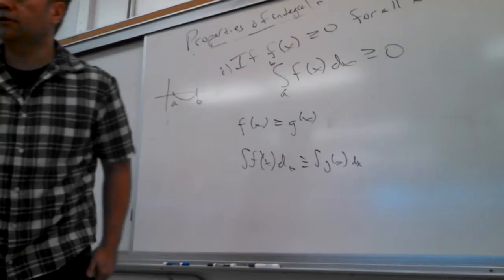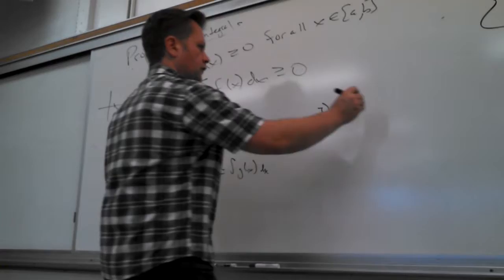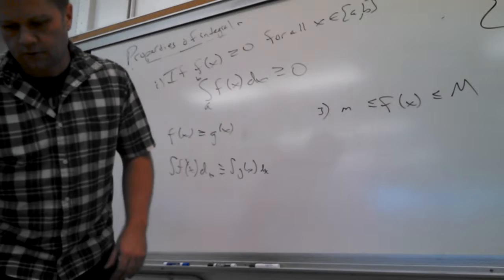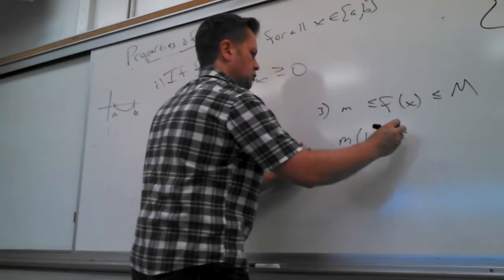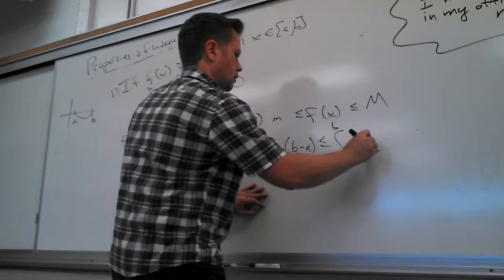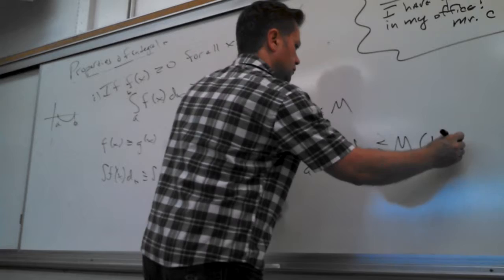Oh, here's the one that's going to help you with the problem you're talking about. That's the one that's mildly interesting. If f of x is between little m and big M, then watch this, this is interesting. Then m times b minus a is less than or equal to the integral from a to b, which is less than or equal to M times b minus a.